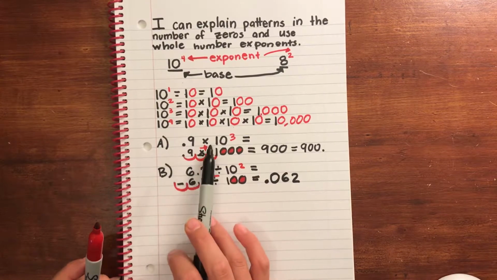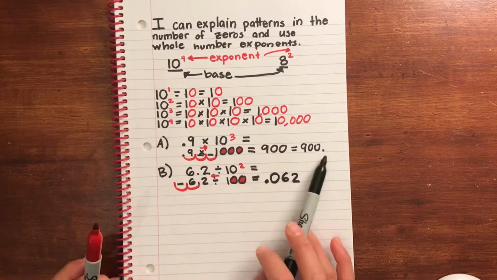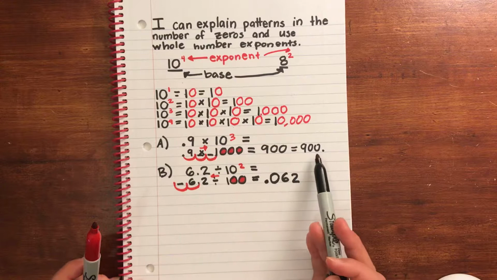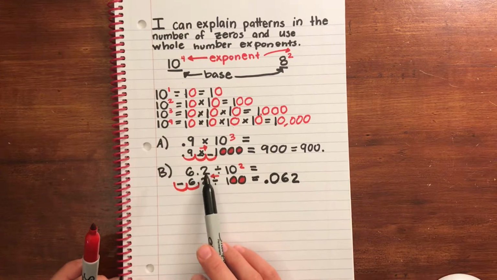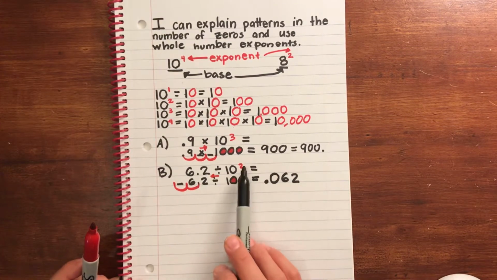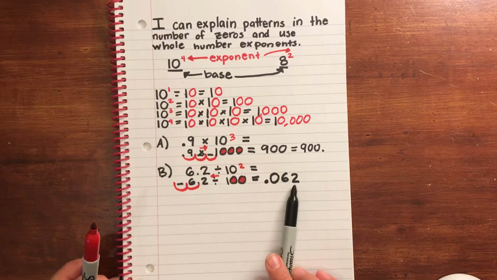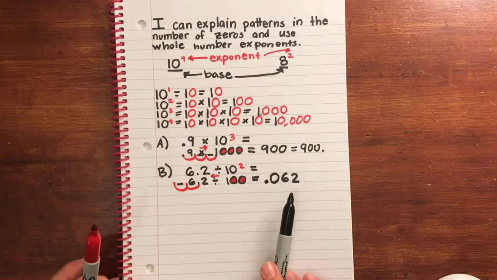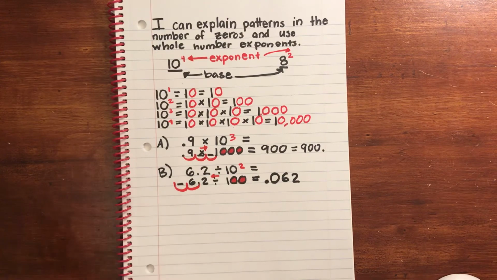The last thing is to always look at the answer and make sure it makes sense. So 9 tenths times 1,000 is equal to 900. That makes sense. You're increasing its value. 6 and 2 tenths divided by 100, you're decreasing its value, is 62 thousandths, right? That makes sense as well. All right, that's all for powers of 10.